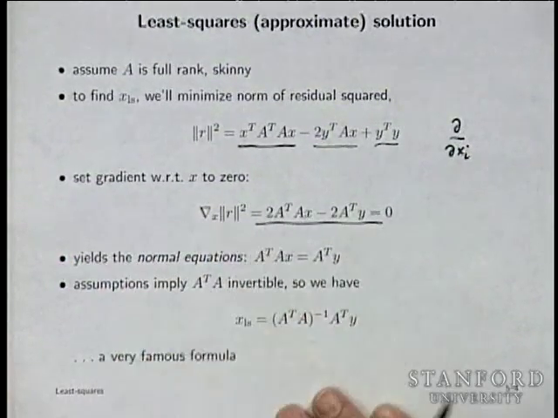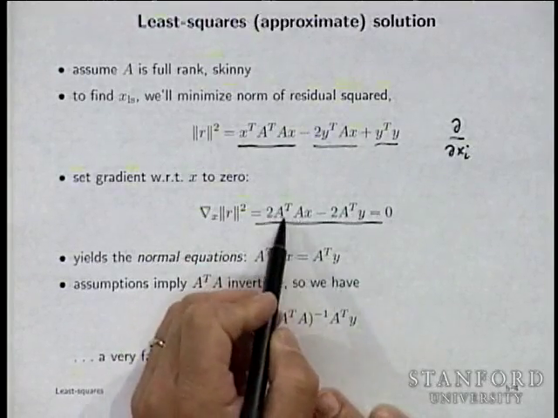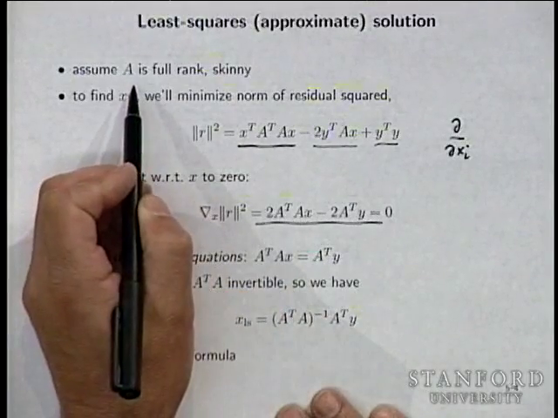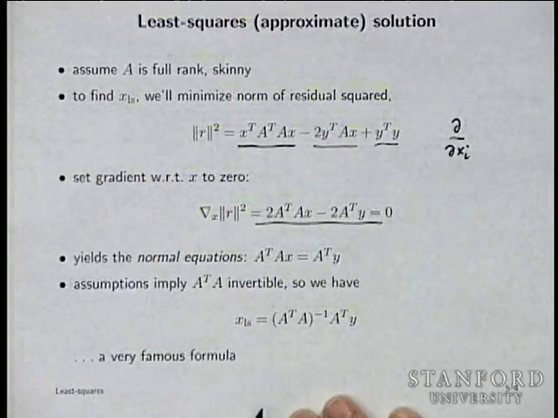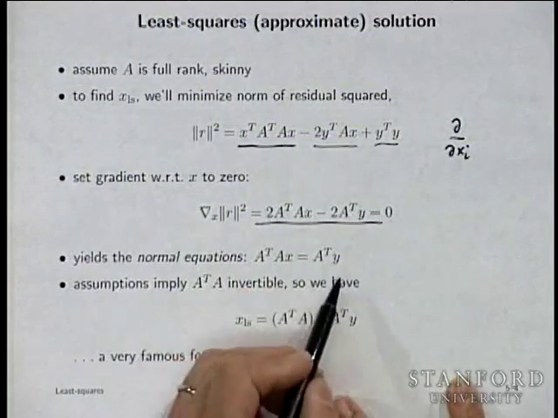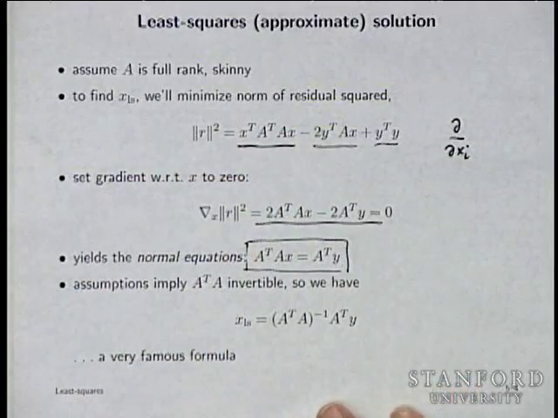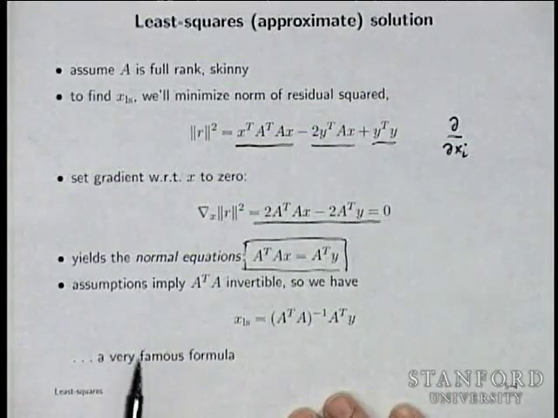This only has one solution. There's only one possible solution of this equation because A transpose A is invertible. It's invertible because A is full rank and skinny. That's one of these basic properties. And that says, so if I reduce the two and put it on one side, these are very famous equations. They're called the normal equations. You'll see why in just a minute. Actually, the picture before explained that.